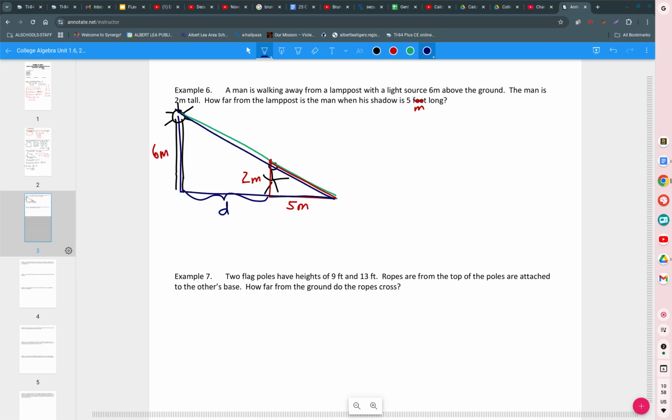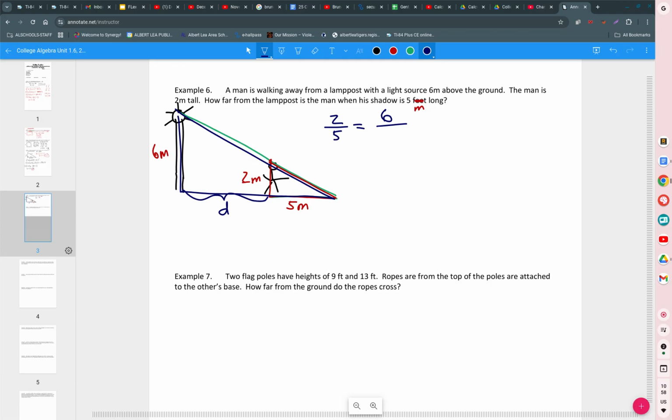Wait, I've got 2 triangles. I got 2 triangles that are similar triangles. And you learn in geometry if two triangles are similar, then their sides are proportional. So therefore, what we could say is the height of the man divided by that length is going to be the same as the height of the lamppost divided by its total length.